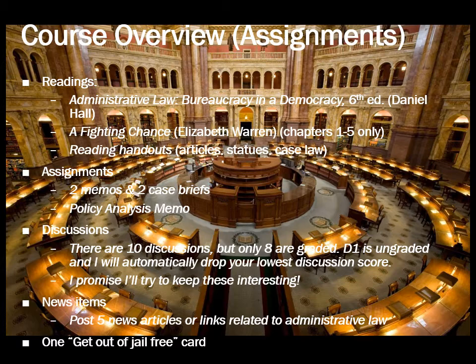So for the discussions and the news items, as long as I can tell that you've put in effort, that should get you an A. So these are really the easy A portions of the class. Given that we are in the midst of an unfolding global pandemic, I am also offering a get out of jail free card to each of you. So that's going to allow you to submit a written assignment up to 7 days late with no questions asked.